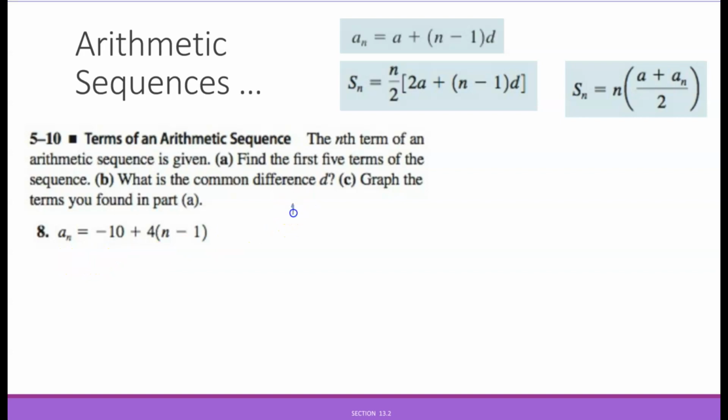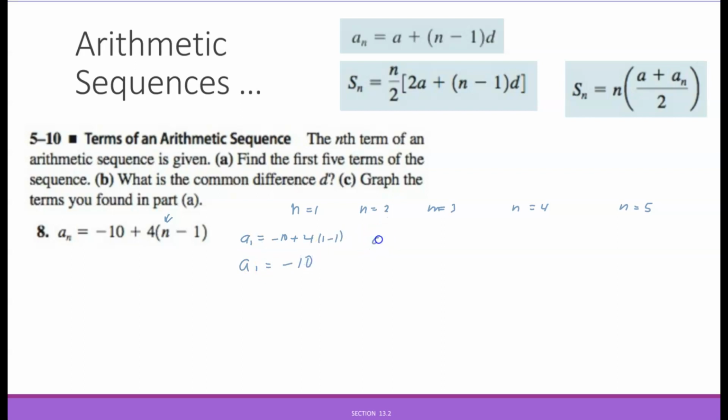Okay, so if I want the first 5 terms, we'll let n equal 1, we'll let n equal 2, 3, 4, and 5. If I want to find the first term, we're going to follow our formula. Here all we have to do is plug in 1 for n. So that's going to give us negative 10 plus 4 times 1 minus 1, which happens to be 0. So a1, the first term, is negative 10.